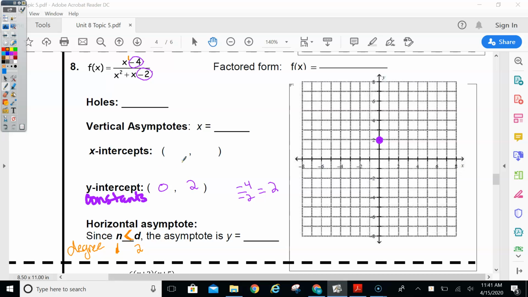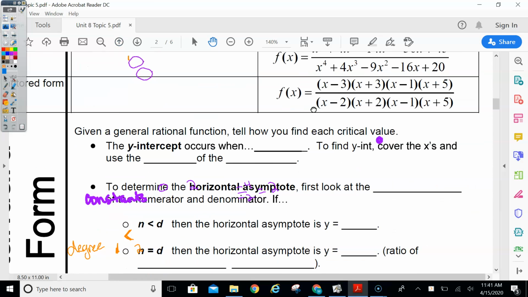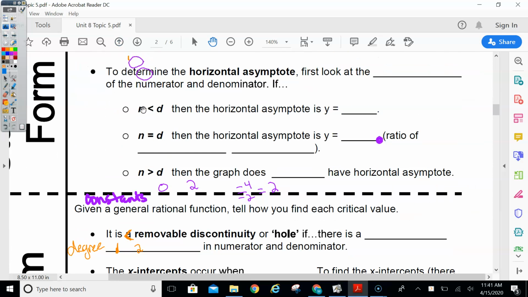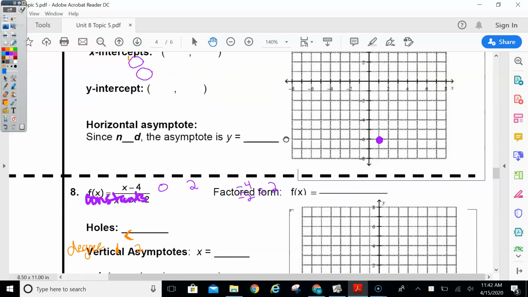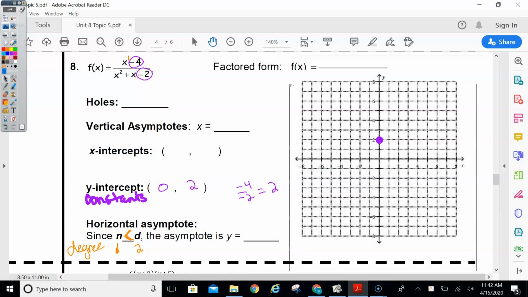We got to look back at our previous page. I don't have it written here, but we're looking back at the page that had all the points on it. So here, when the numerator is less than the denominator, we said the horizontal asymptote is 0. So that's what we're going to put here. We actually don't have to solve anything. We just say that it's 0 because the numerator is less than the denominator. So y equal to 0 is just the x-axis. So the horizontal asymptote this time is the x-axis.